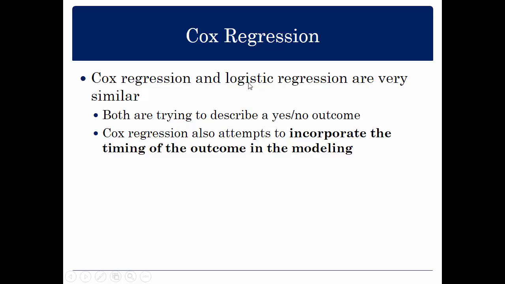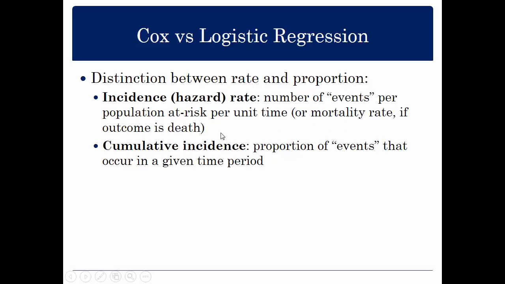For Cox regression and logistic regression, they're actually very similar. Both are trying to describe a yes-no outcome, but Cox regression is doing it with a timing component. So it's incorporating the timing of the outcome in the modeling of the data. What you end up getting out of Cox regression versus logistic regression, you get that hazard ratio rather than the odds ratio.